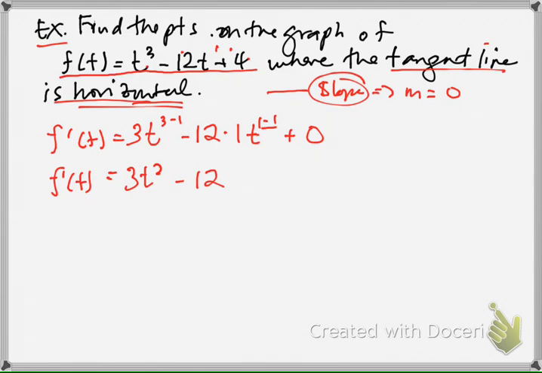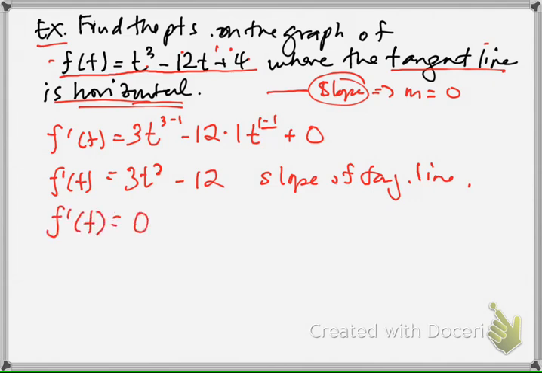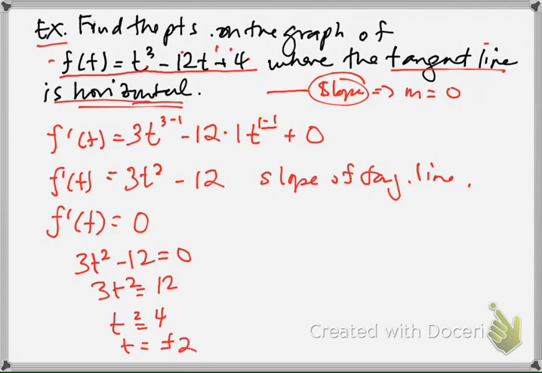This is the derivative, or the slope of the tangent line, of my function f of x. But we want to know where this is equal to 0. So let's see where it's equal to 0 by setting it equal to 0. We'll have 3t squared is equal to 12. So t squared is equal to 4, and so t is equal to plus or minus 2.